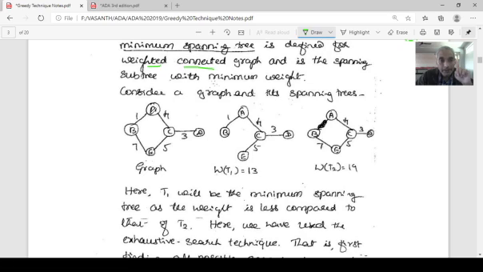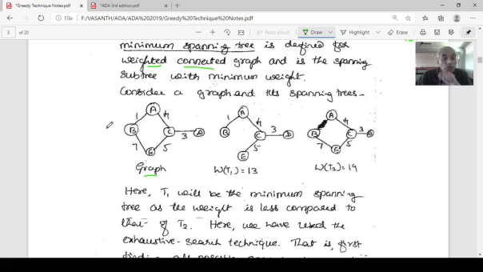From vertex A to B, the cost is 1. From B to E, the cost is 7. Like this, all weights have been given. So now you have got a connected weighted graph. This is graph G. Now we have to construct the spanning tree for this graph. You have to draw a spanning tree.